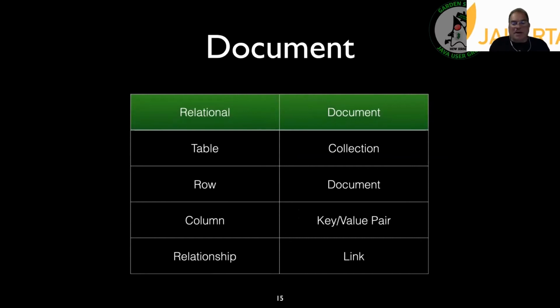And a table is considered a collection in MongoDB or a document database. And a row is a document itself, as you saw on the cartoon a couple of slides ago. And it's a key value pair for a column.